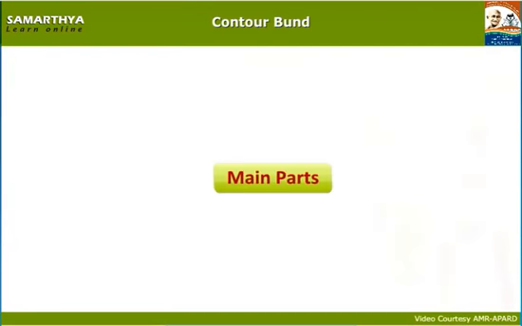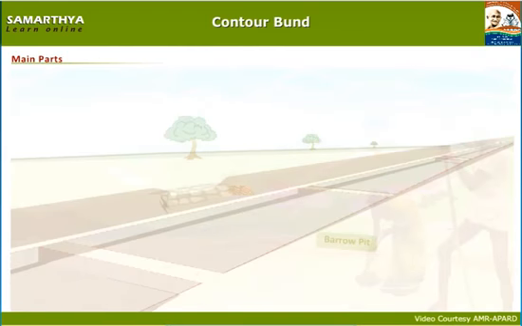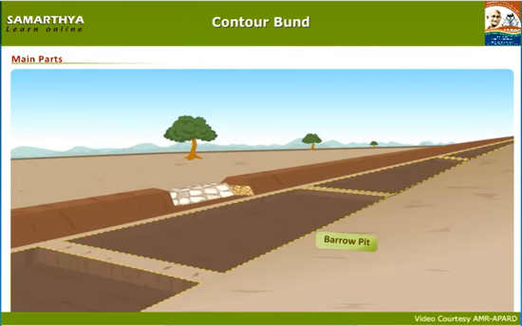Main parts of earthen bunds. Let us know the main parts of earthen bunds. Borrow pit. A pit so dug out across the slope to provide soil for the earthen bund is called a borrow pit. This borrow pit would help to preserve the water, reduce the velocity of the water flow, and protect the fertile top soil from erosion.